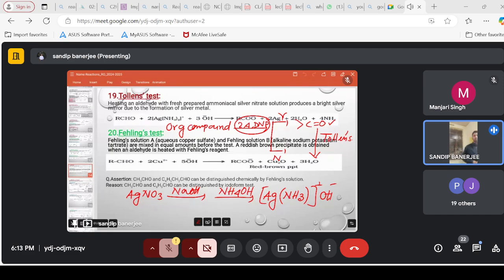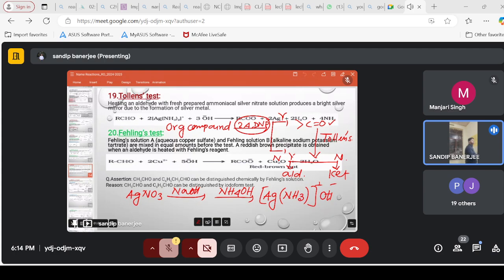This Tollens reagent is used for the silver mirror formation test, the mirror on the inner wall of the test tube. The Tollens test may give a positive result, yes, or maybe no. If you get a positive result, yes, then it is an aldehyde. Otherwise, if it's a no, it fails, then it's a ketone. This is the test used in your laboratory to distinguish between aldehyde and ketone.